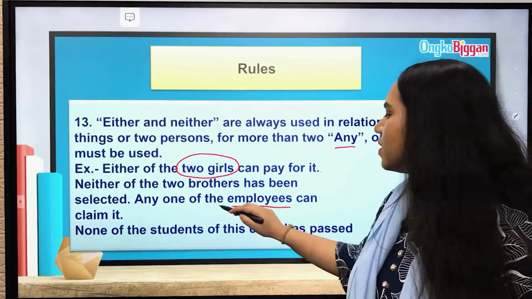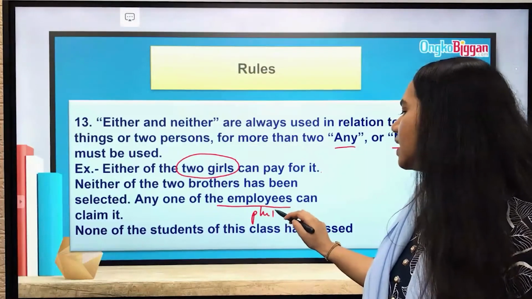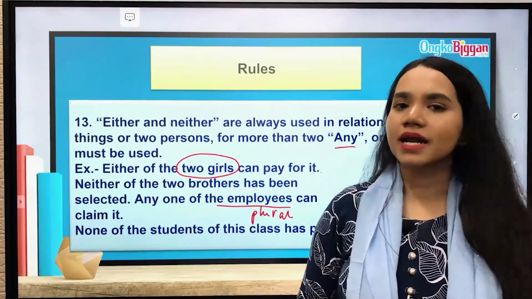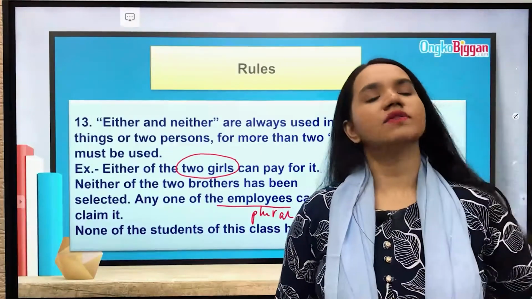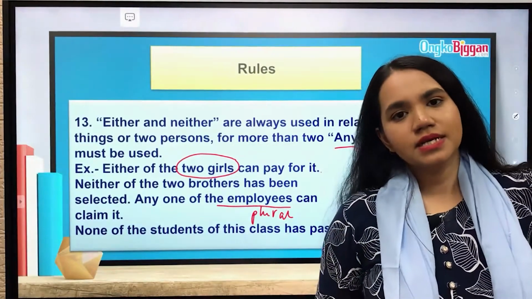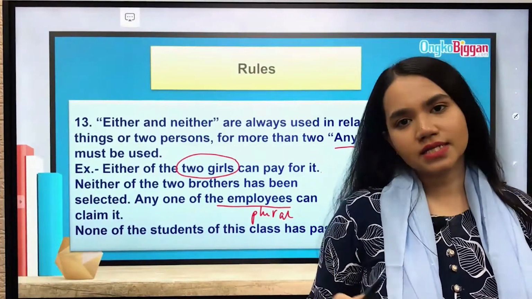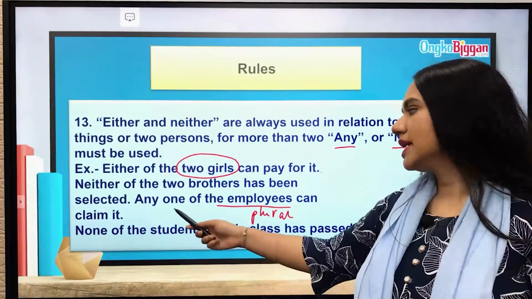So in this case, employees here is what? Plural. And definitely, we do not know how many employees there are in that office. Even if there are, let's say, 3 employees, still 3 is greater than 2. So therefore, we cannot be using either or neither nor. We have to use any.